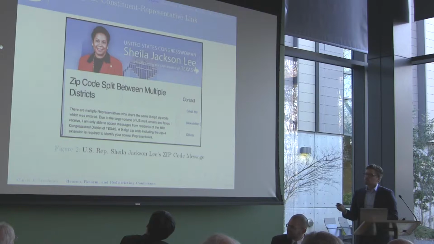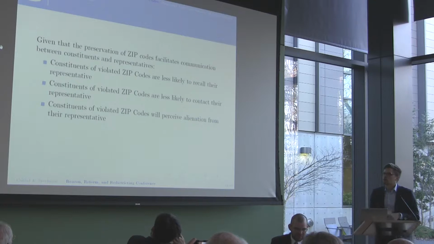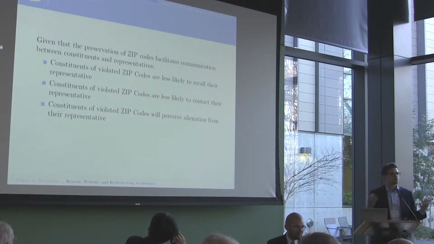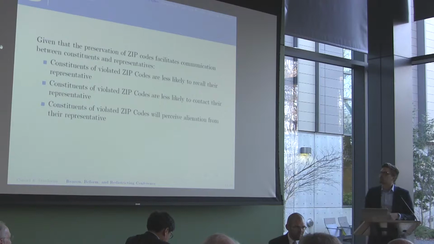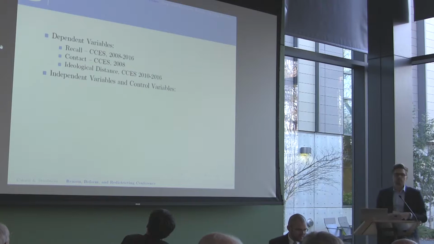And so we were left with all of this information, and thinking about the relationship between zip codes and representation as it pertains to gerrymandering, we developed some hypotheses we thought captured our expectations. We believe that constituents who live in zip codes that are split between multiple congressional districts would, as a result of this confusion that I just showed you, be less likely to recall the name of their member, less likely to contact that member, and more likely to perceive alienation from their member of Congress.